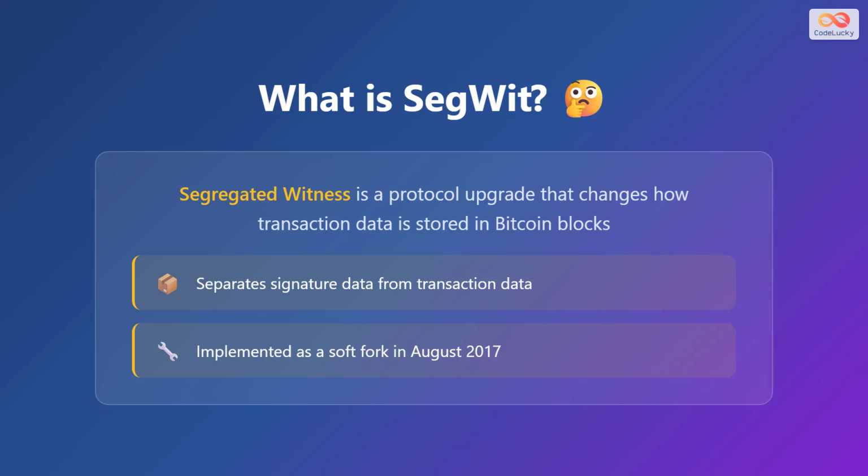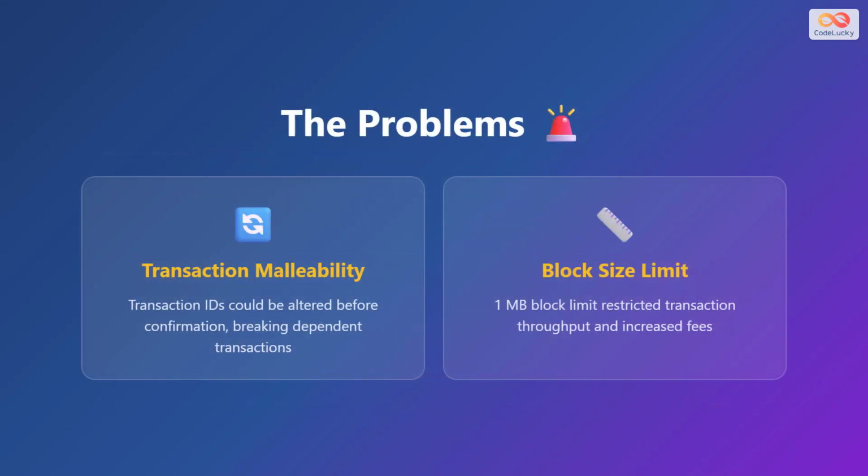SegWit was implemented as a soft fork in August 2017, meaning it was backward compatible with older Bitcoin software. SegWit was created to solve two major problems facing Bitcoin. First, transaction malleability, where transaction identifiers could be altered before confirmation, breaking dependent transactions and causing issues for complex smart contracts. Second, the 1 megabyte block size limit, which restricted transaction throughput and caused fees to skyrocket during periods of high demand.